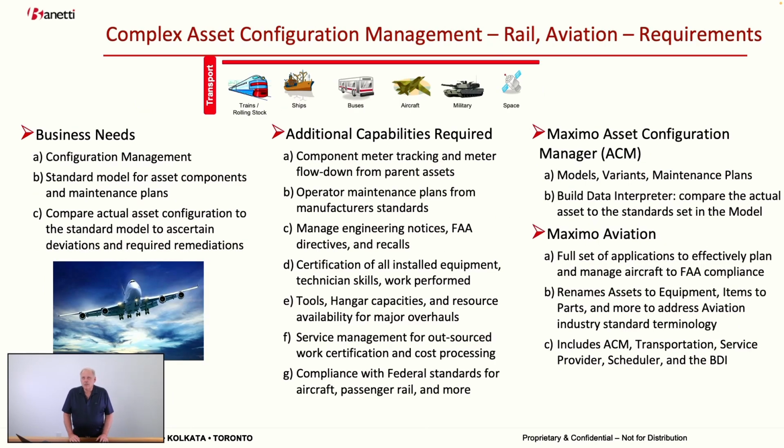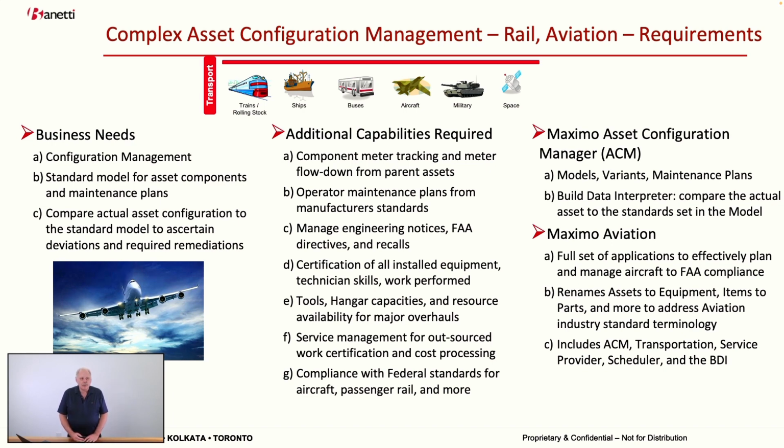And finally, let's talk about the real heavy hitters, the very complex assets that transport people. This is really the focus when we talk about configuration management. When you have an aircraft, for example, or a passenger rail vehicle on a metropolitan rail system, it's very tightly regulated as to making sure that that transportation asset, the airplane or the rail car, has all of the right parts on it. They are certified to work correctly.